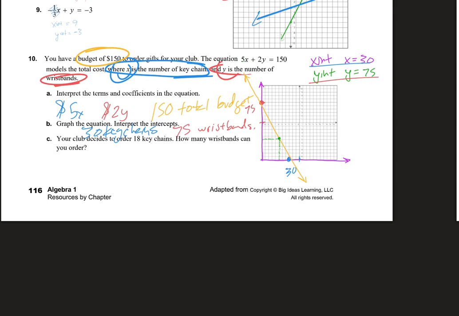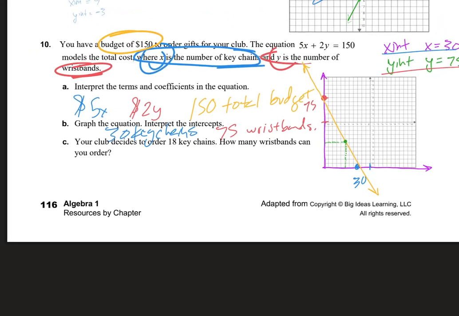So, I don't know if you saw it. I erased this a little bit up here, so I'm going to plug it in here. So let's see. 18 keychains. Keychains was X. So 5 times 18 plus 2y equals 150. I'm going to cheat with a calculator. 5 times 18, that's 90. So when I subtract 90, that's 60.